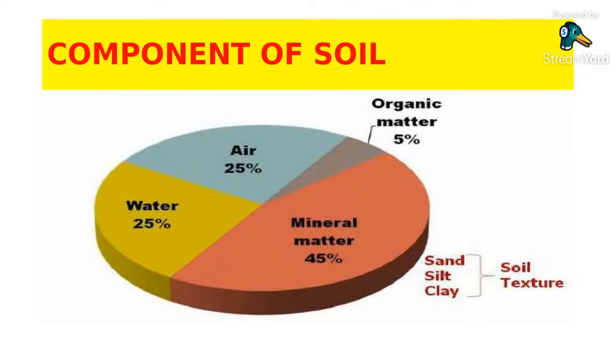So let us start with the components of soil. Soil is composed of four main components: mineral matter, organic matter, air and water. Mineral matter is the largest component, at 45%, and it is derived from the breakdown of rocks and minerals. Organic matter includes dead plants and animals as well as microorganisms. Water is essential for plant growth and nutrient transport. Air is vital for the respiration of microorganisms.